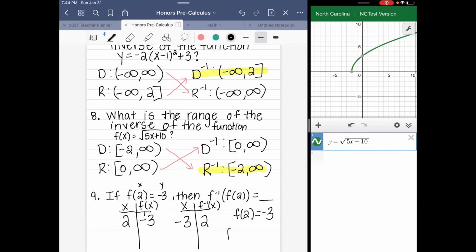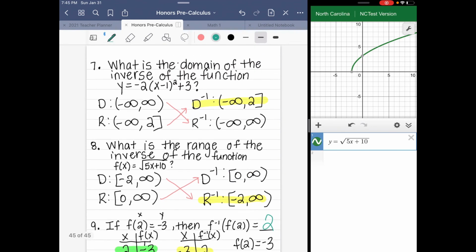So let's break this down piece by piece. If I find f of 2, we know f of 2 equals negative 3. Well, then we know that the inverse of negative 3 is going to be 2, because we're going to be looking at a different table. We started by looking at the 2 to negative 3, and then we did the inverse of that, which means we're going to go backwards, and we're going to wind up back at 2 for our final answer.